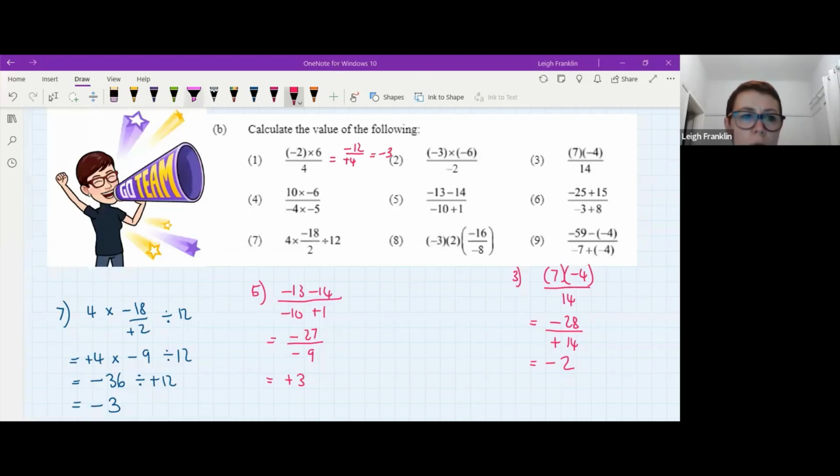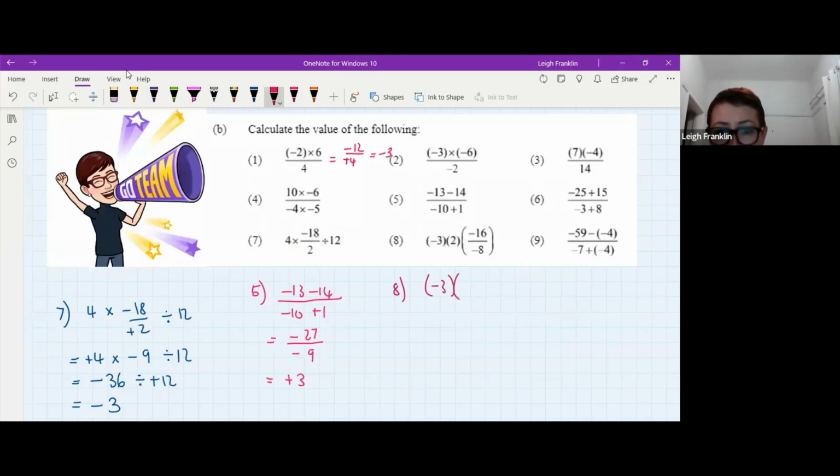Okay. What do you think question 8 means, Titelo? Ma'am, I don't understand because there's the bracket first, like there's the open bracket, then -3 times. Oh, ma'am, there's no times. Sorry, I don't have my glasses. There is, Titelo, it is times because brackets mean multiply. So -3 in brackets, with 2 in brackets, with -16 over -8, they're telling you to multiply 3 numbers together.